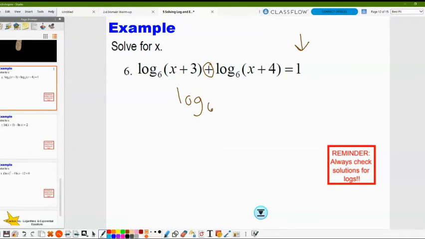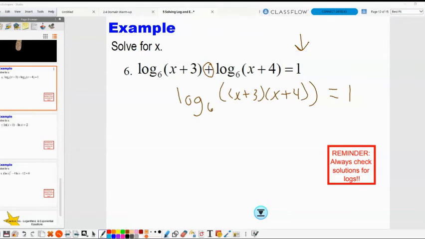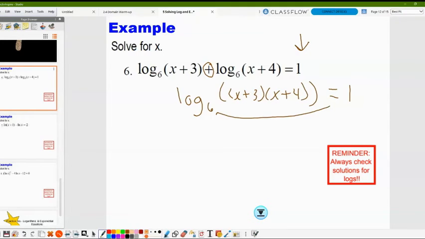So it's log base 6. They have to all have the same base, and they do. So it's going to stay that base. And so it's going to become x plus 3 times x plus 4 equals 1. Okay, so I simplified it down to a single log. And so now I want to rewrite it in exponential form. So 6 raised to the first power equals x plus 3 times x plus 4. Now, to save myself a little time, I'm going to go ahead and distribute that when I'm rewriting it. So x times x is x squared. 3x and 4x gives me 7x. And 3 times 4 is 12.